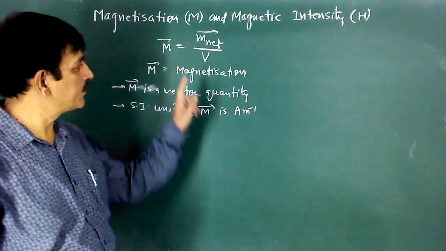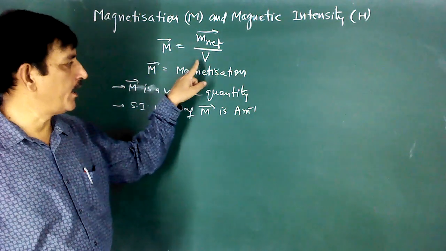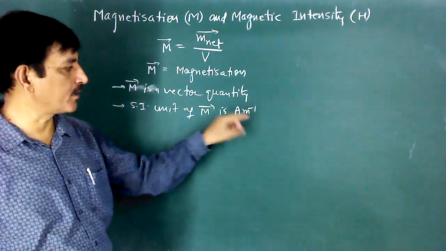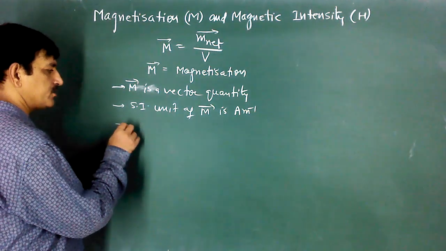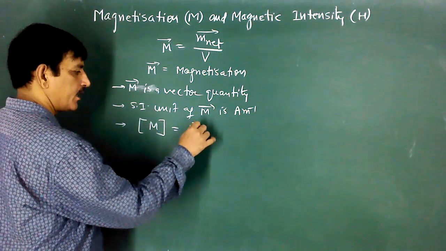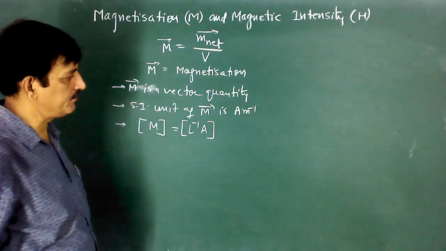As we know, the SI unit of magnetic moment is ampere meter square, and the SI unit of volume is meter cube. So we get ampere per meter. And the dimension of M is L inverse A, ampere. This is the dimension.